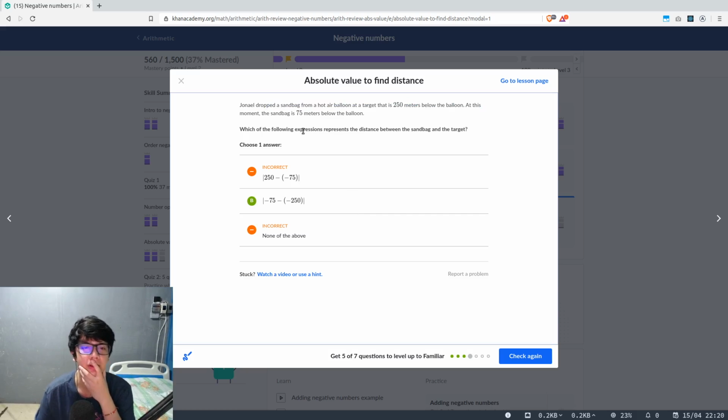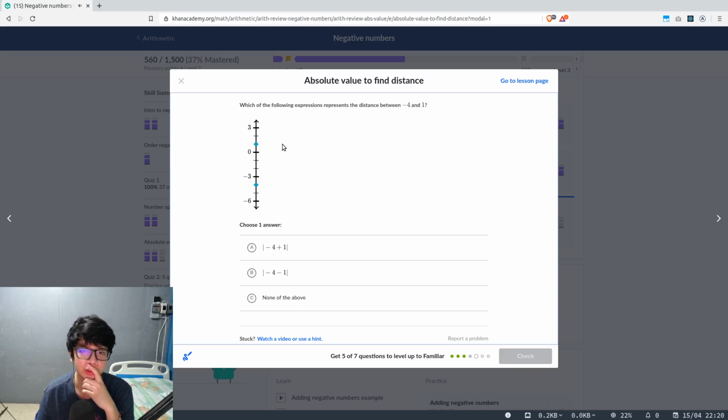Okay, so let's understand. That's 250 meters below the balloon. Ah, yeah, I see now. So the target is about 150 below.